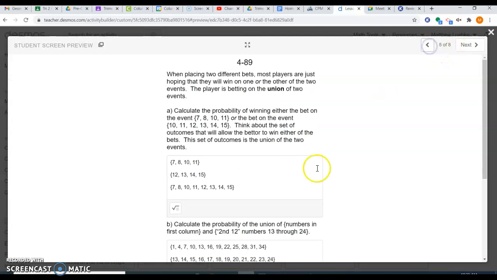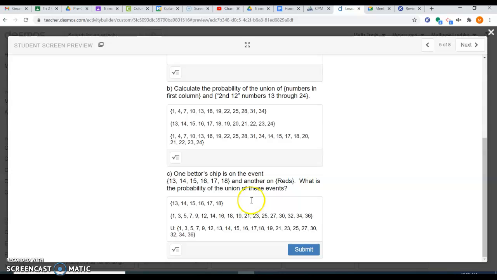And so we're going to hop back to this problem here to see that. So I had my bets on 13, 14, 15, 16, 17, 18, and on the reds. And I have these sample spaces written out here. So I have the first sample space here, 13, 14, 15, 16, 17, 18, and then my second one here with all the reds.